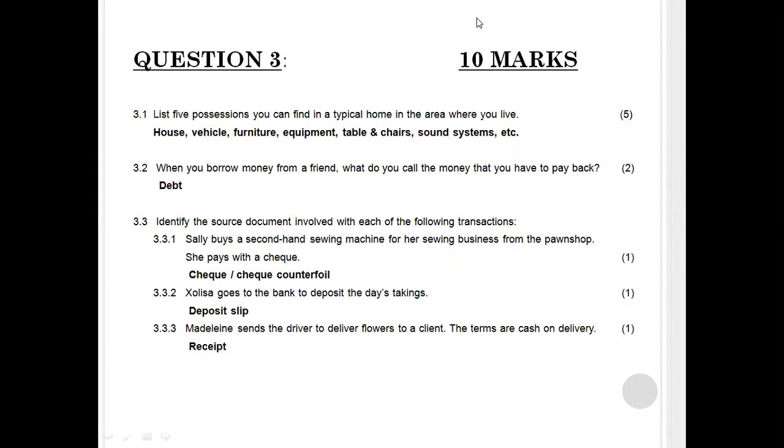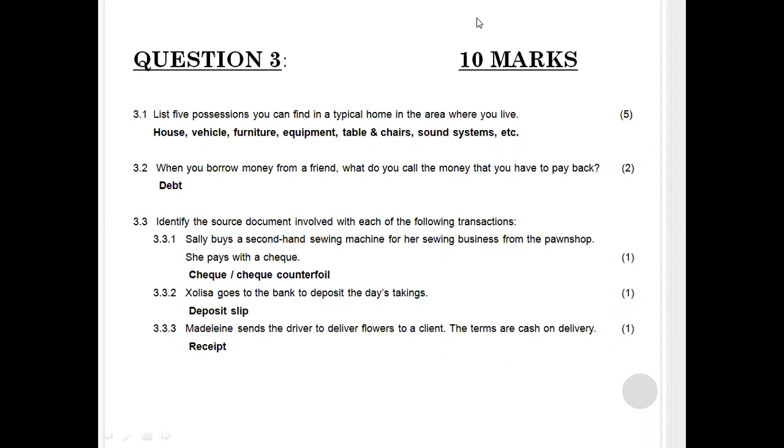Right. So if we look at question 3.3, identify the source document involved with each of the following transactions. With 3.3.1, Sally buys a second-hand sewing machine for a sewing business from the pawn shop. She pays with a check. Okay.